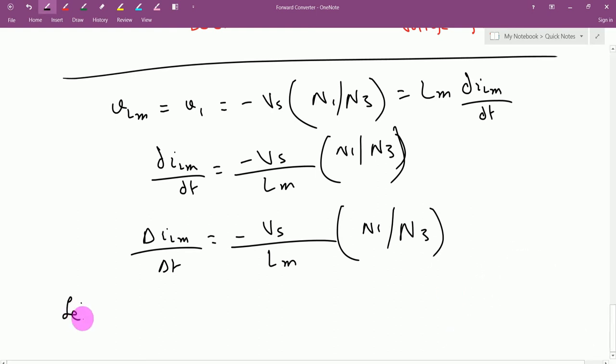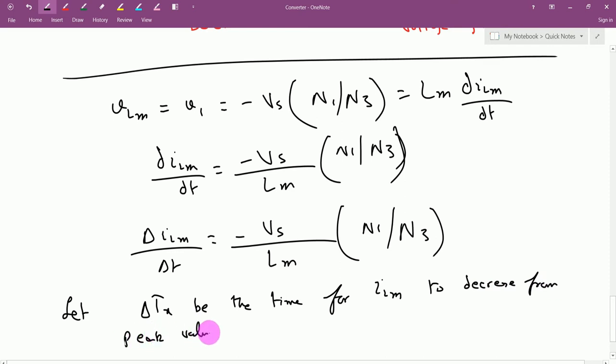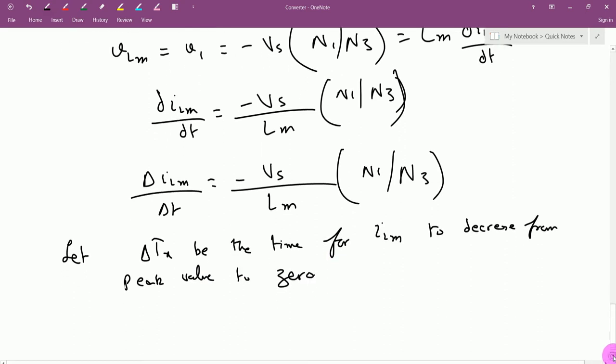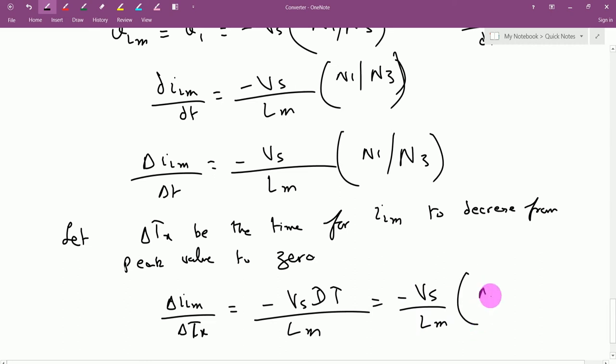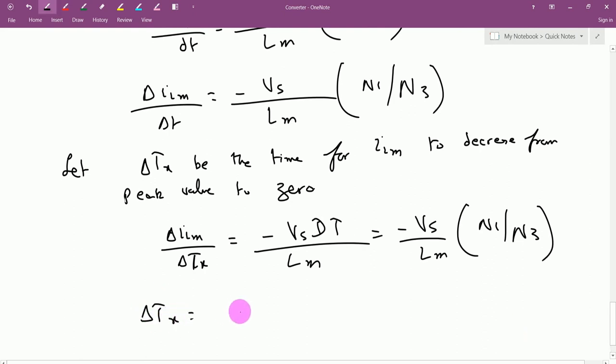Therefore, let delta Tx be the time for ILm to decrease from the peak value to zero. So delta ILm over delta Tx is equal to minus Vs dt over Lm, that is equal to minus Vs over Lm times N1 over N3. If I solve for this delta Tx, that is equal to dt times N3 over N1. This is the delta Tx.